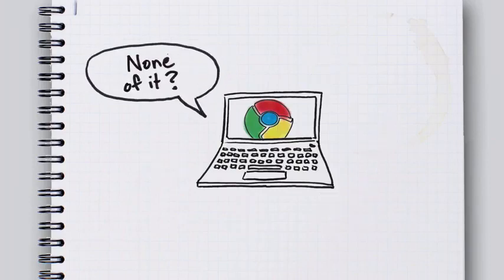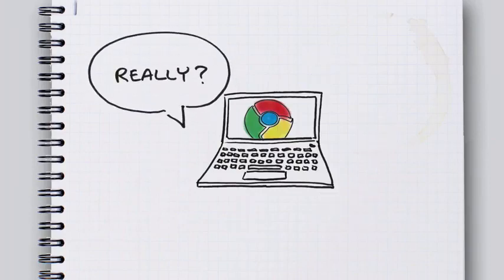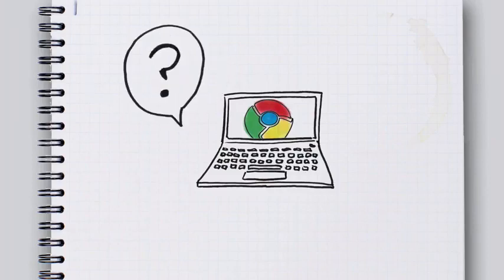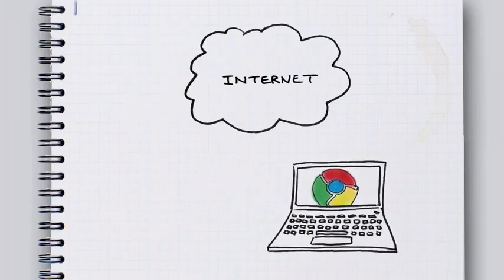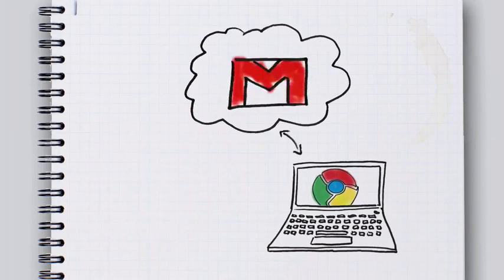What? None of it, you ask? Yeah, none of it. Really nothing? Yeah, nothing is stored on your computer. Well, where is it? It's on the internet. You know, like when you access your emails from your computer and your phone. The email, it isn't stored on either device.